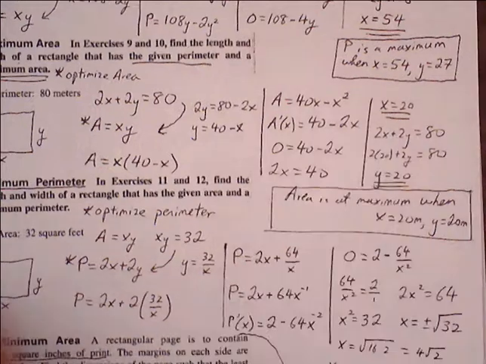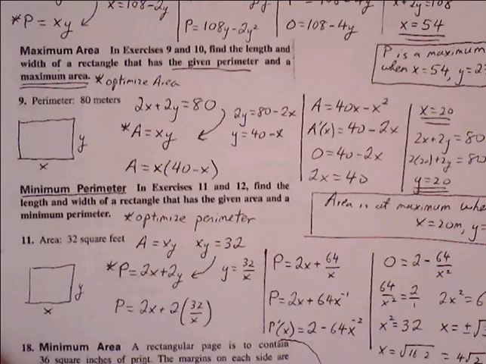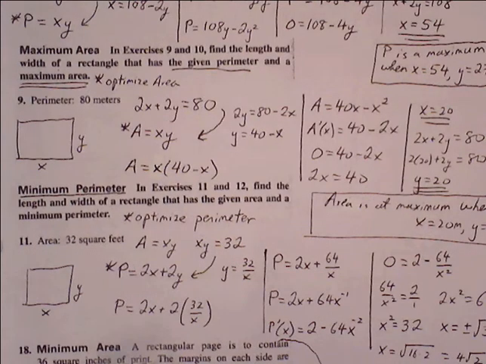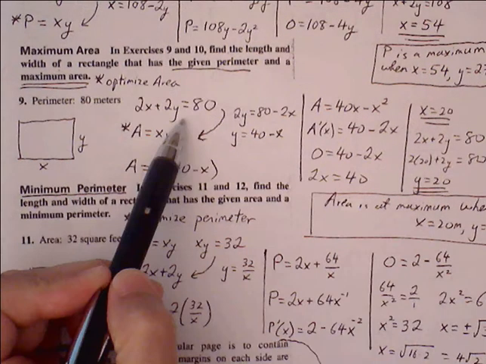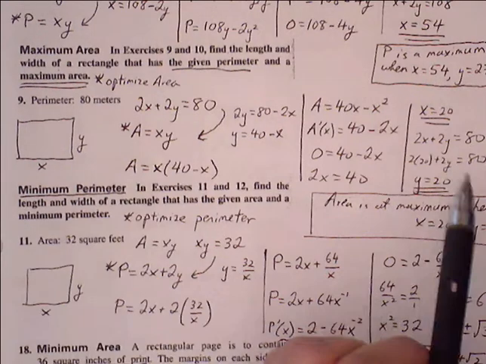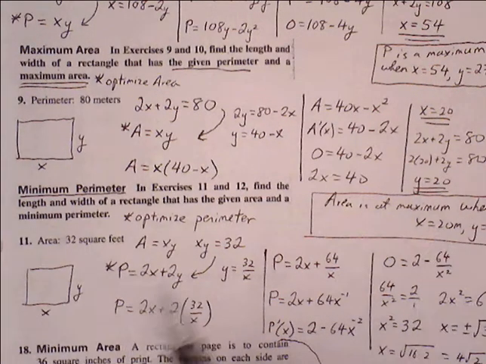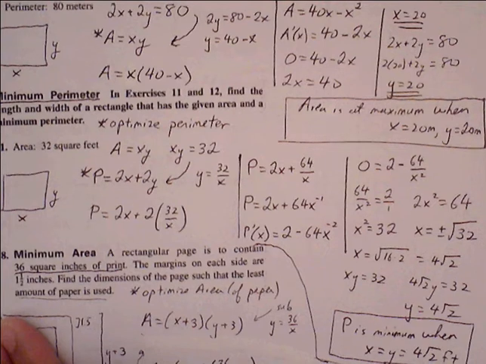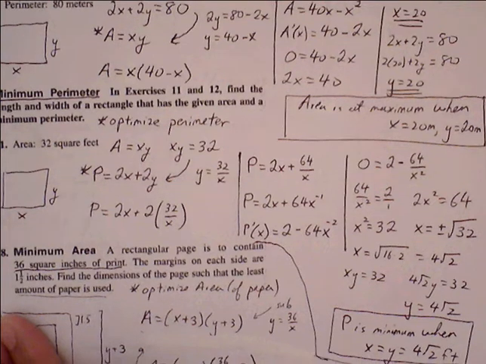And then once we have the optimal x value, we can go ahead and find the other variable. So we can plug into the original equation. So 2 times 20, that's 40. 40 plus 2y equals 80. And then solve for y, we get 20. So area is at a maximum when x is 20 meters and when y is 20 meters.